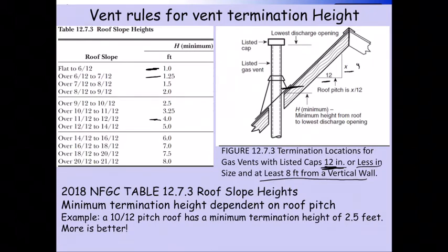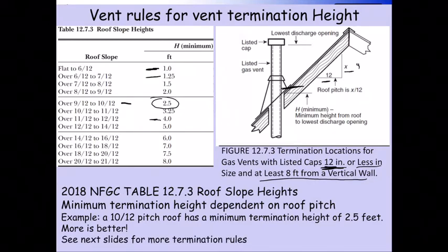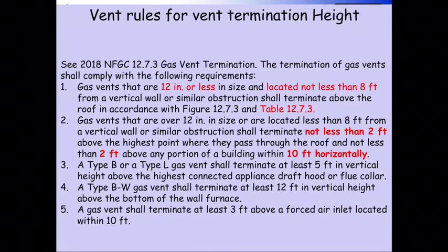So an example here, 10/12 pitch roof. If I ask you what is the minimum termination height above the roof, at 10/12 the minimum here would be 2.5 feet of rise out of the roof as shown in there. Again, more is better. So let's take a look at some more termination rules.